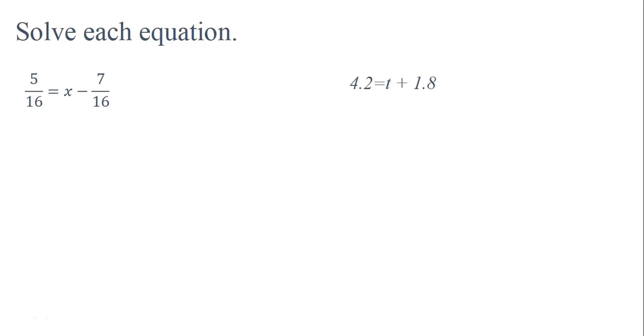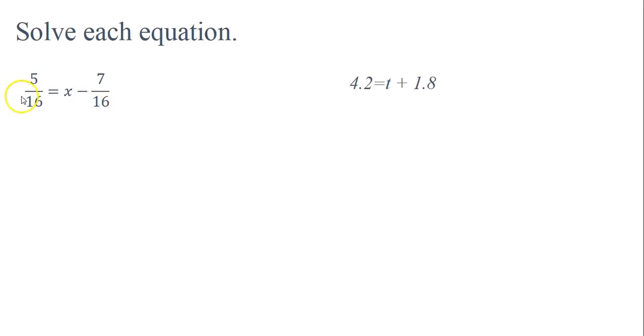5/16 is equal to x minus 7/16. It's the same thing when we have fractions as when we have whole numbers. I still want to get x by itself. But what's happening to x? X minus 7/16. We need to get rid of the negative 7 over 16 in order for x to be by itself. How do we do that? We're going to do the inverse. The inverse of negative 7 over 16 is positive 7 over 16. We're going to add 7 over 16.